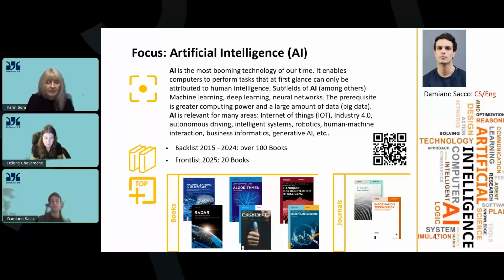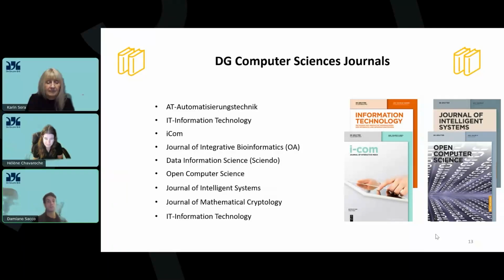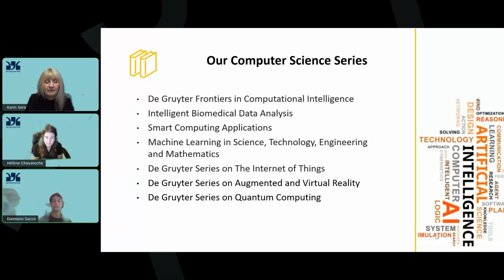You can publish your articles in one of our journals. If you want to find more information, make sure to check on our website in which journal your research would fit best, and then you can find there the instructions on how to submit your article. If you want to publish a book, we have several book series, and again, you should check whether your book might fit in one of these series.